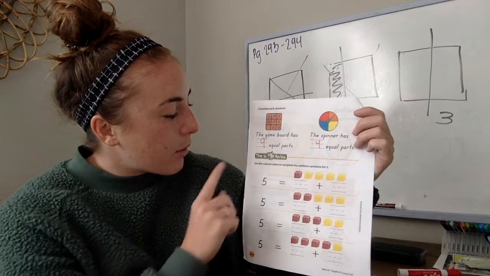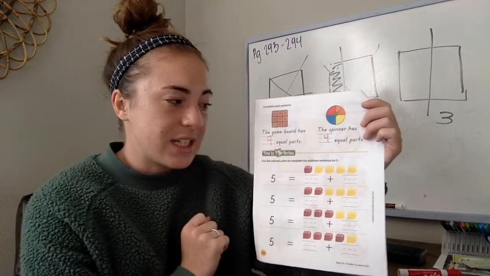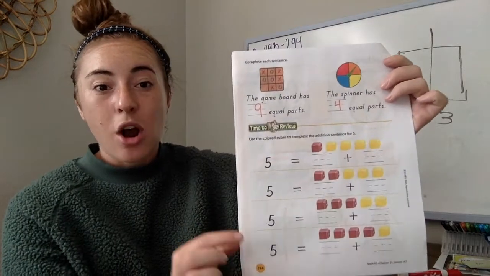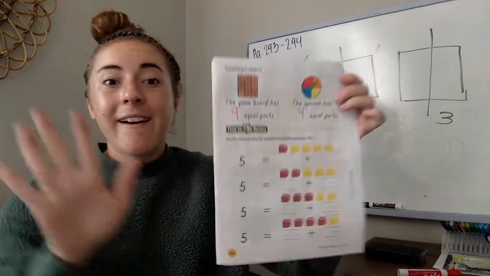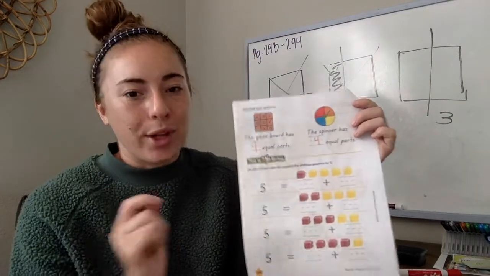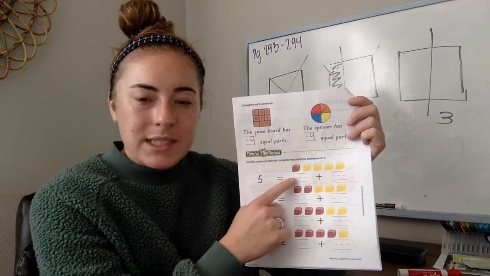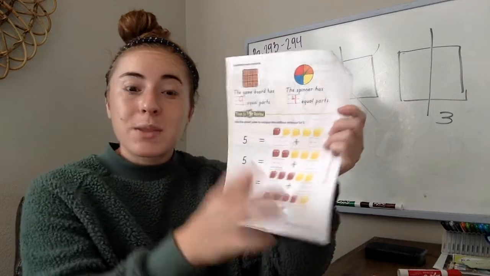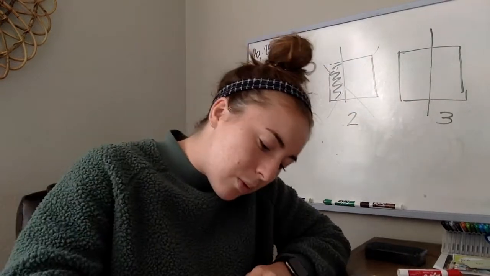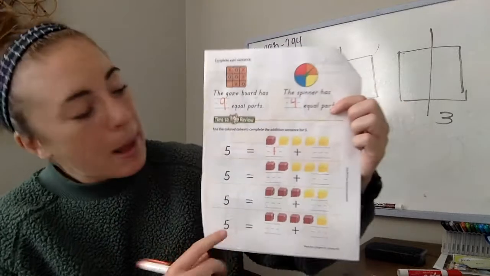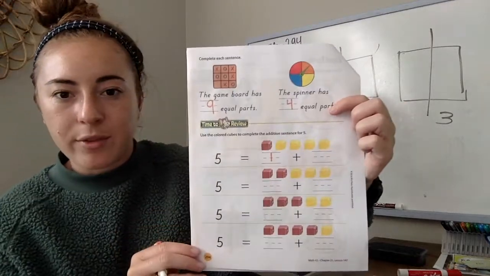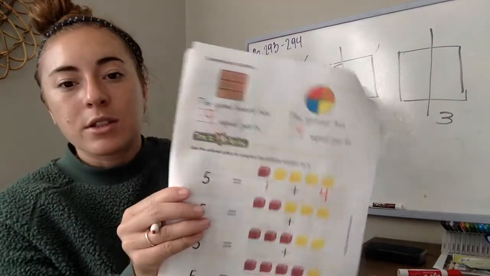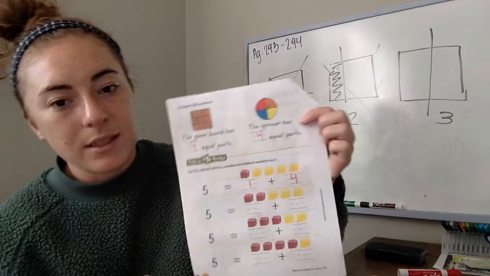For the last part, we're going to use the colored cubes to complete the addition sentence for 5. So all of these number sentences are going to add up to 5. I'm going to do the first one for you. So it says 5 equals something plus something. Well, how many red cubes do we have here? Just one, so I'm going to put 5 equals 1 plus how many yellow cubes do you have? 4. 1 plus 4. So 5 equals 1 plus 4.